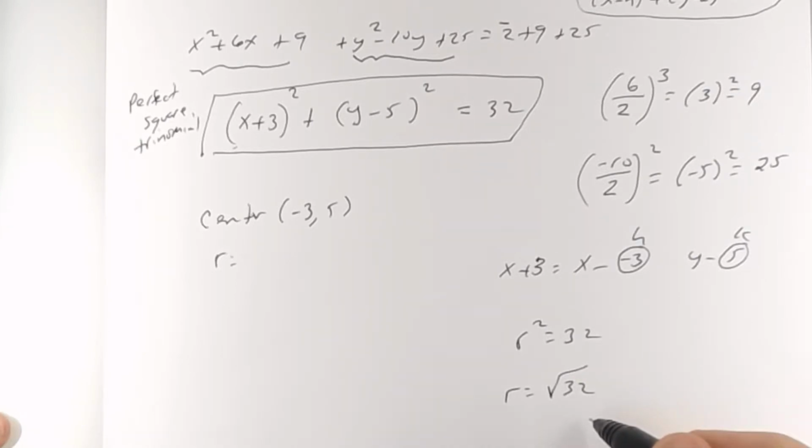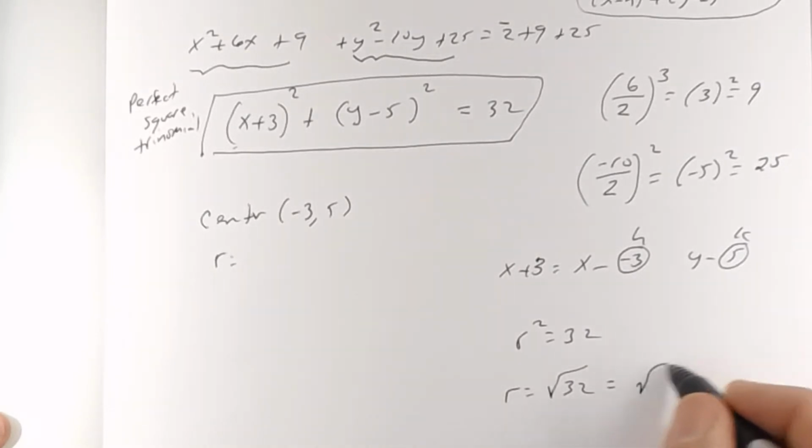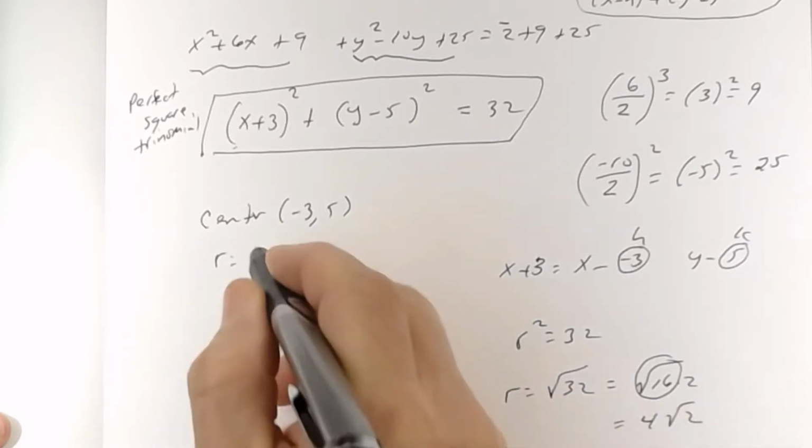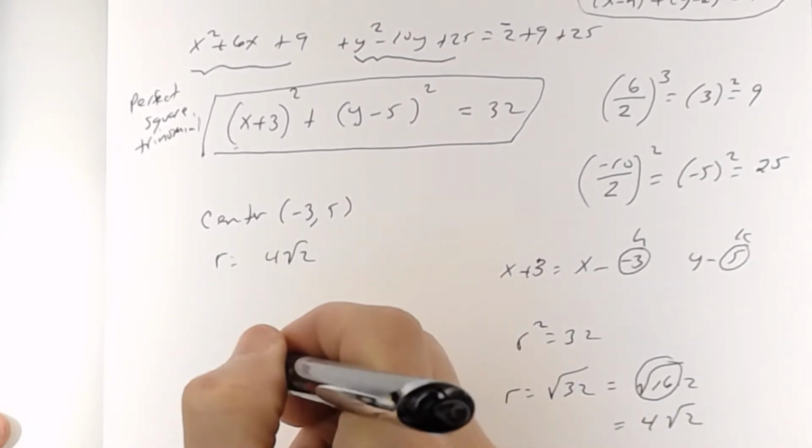But you're also going to be asked to simplify this. So what perfect square goes into 32? 16. So the square root is 16 times 2. And what's the square root of 16? 4. So you get 4 square root of 2. So the radius is 4 square root of 2.